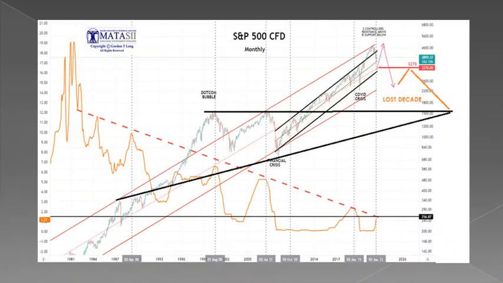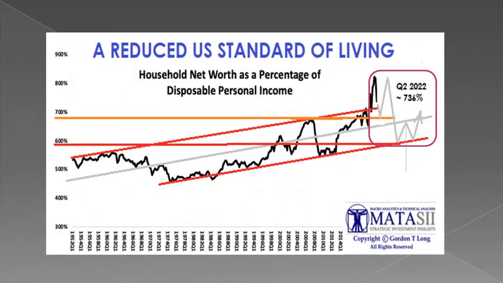Over the remaining part of this decade, we are likely to experience poor overall market returns, a lost decade not too dissimilar to what Japan experienced as it attempted to manage its similar post-bubble environment. This period, highlighted by the red box, is likely to look eerily similar to this chart, which shows a falling overall standard of living as measured by falling household net worth as a percentage of personal income.